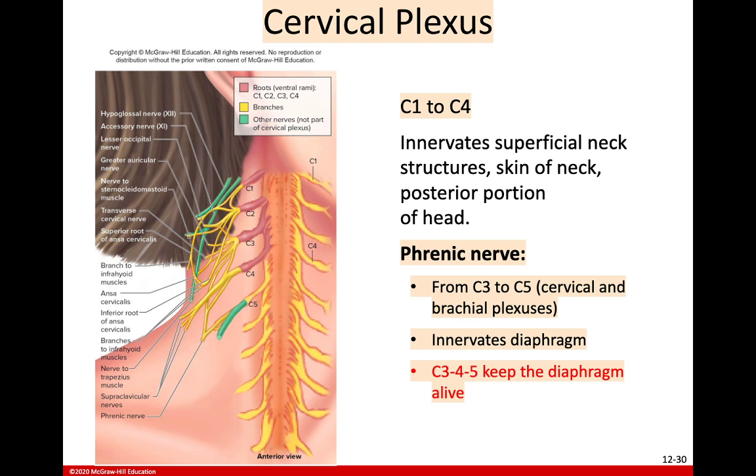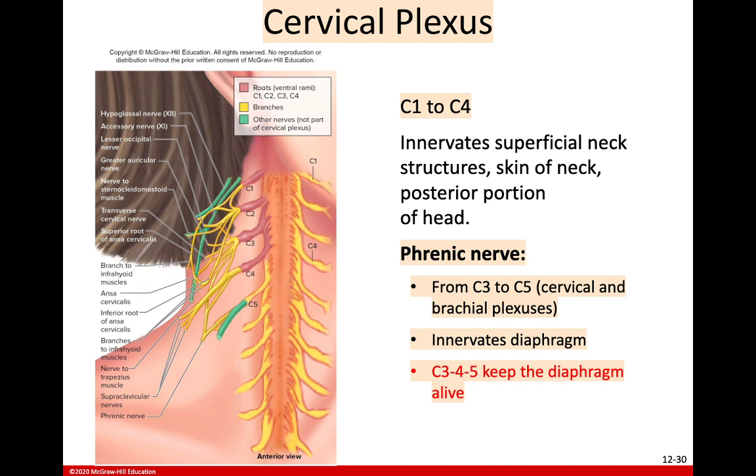So the cervical plexus, again, is made up of spinal nerves C1 to C4, and the major thing I want you to know about the cervical plexus is the phrenic nerve. The phrenic nerve includes nerves from both the cervical and brachial plexuses. It goes from C3 to C5, and it innervates the diaphragm. So the phrenic nerve is how you send signals to your diaphragm for breathing, guys. Your diaphragm is the major muscle that you use for breathing.